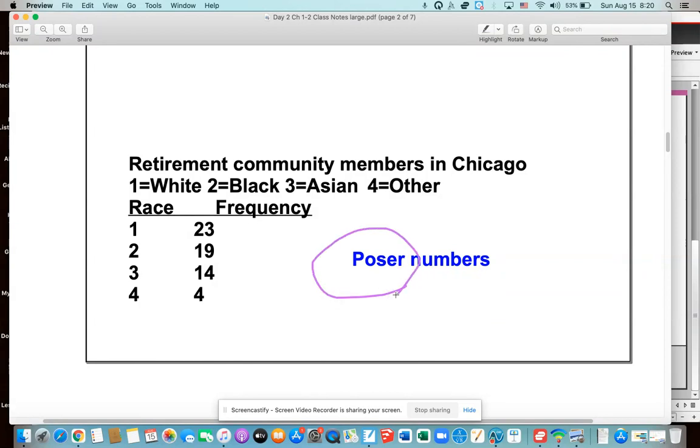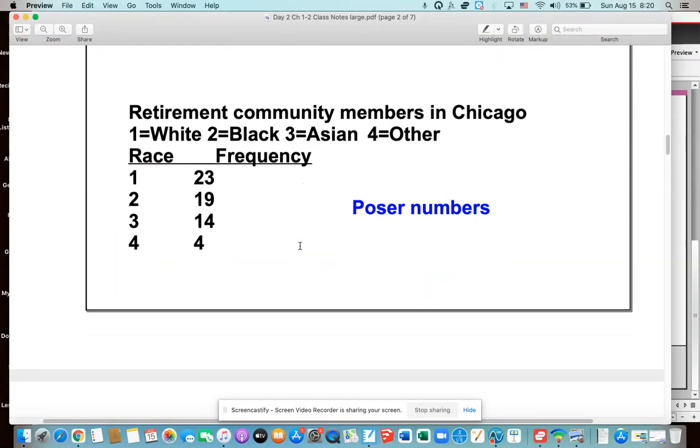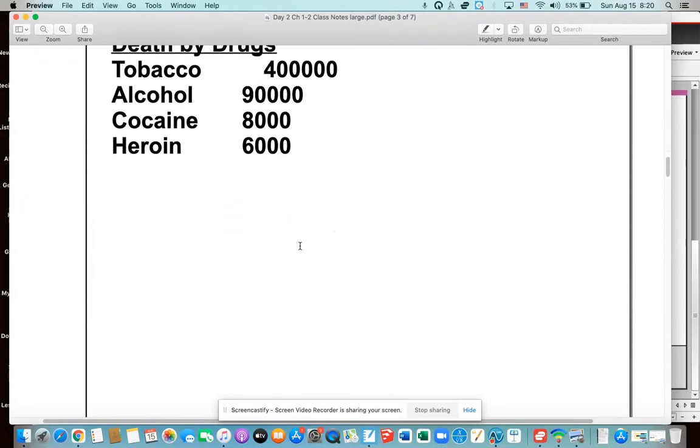So we call those poser numbers. They kind of fake people out, because it looks like it's quantitative, but it's really just categorical. It's just a different way of writing a category. So be careful of stuff like that. I'm going to skip that.